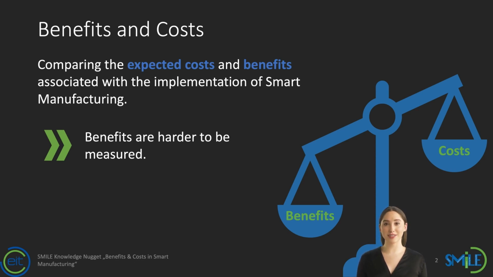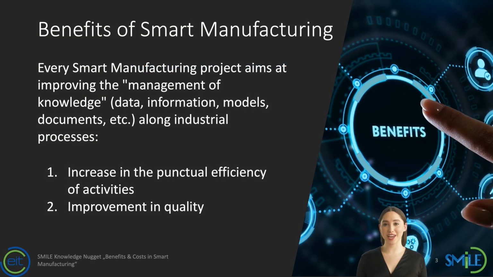If costs are quite simple to be measured, it cannot be said the same for benefits. Indeed, their measurement is much more complex due to the nature they can assume. Benefits might be measured in terms of possible savings and in terms of possible extra income and can be both tangible and intangible. Whatever the specific technology, every smart manufacturing project aims to achieve the substantial goal of improving the management of knowledge, data, information, models, documents, etc.